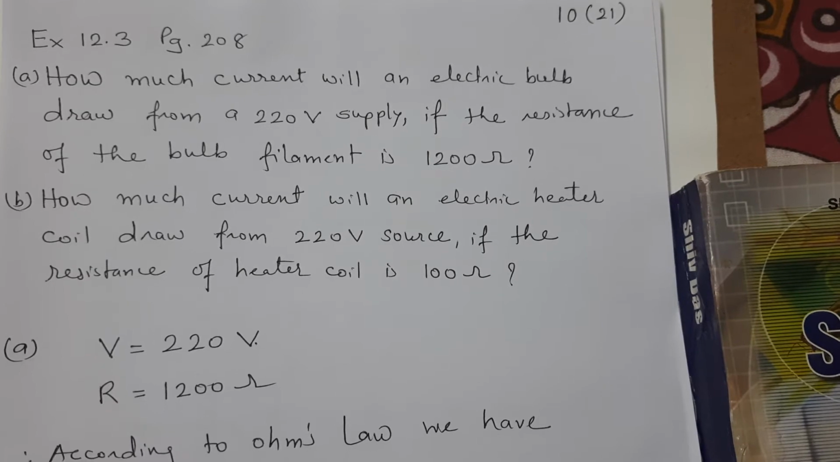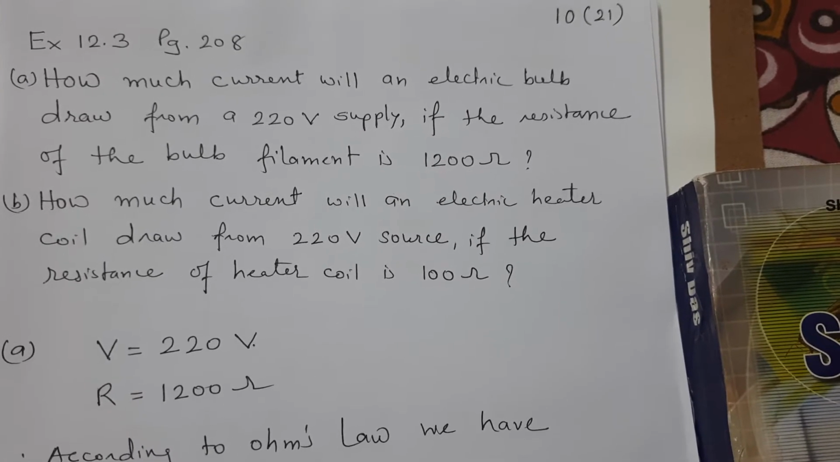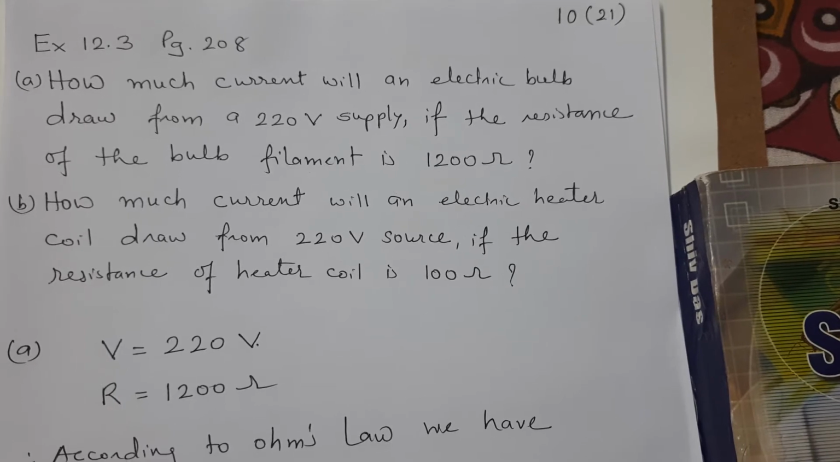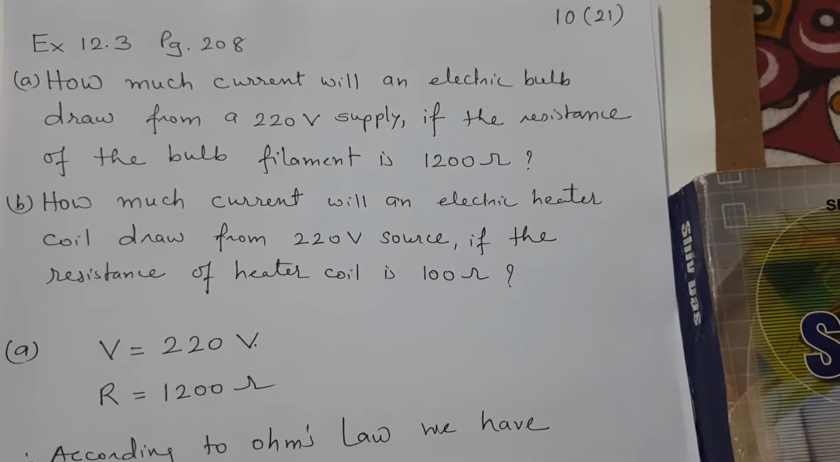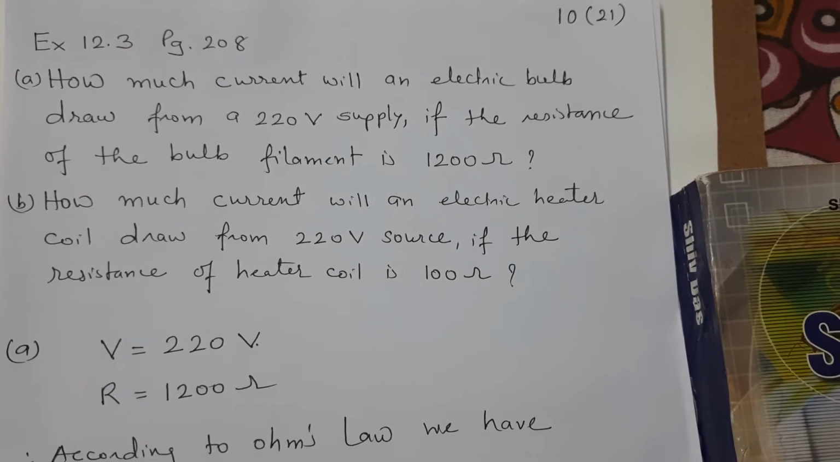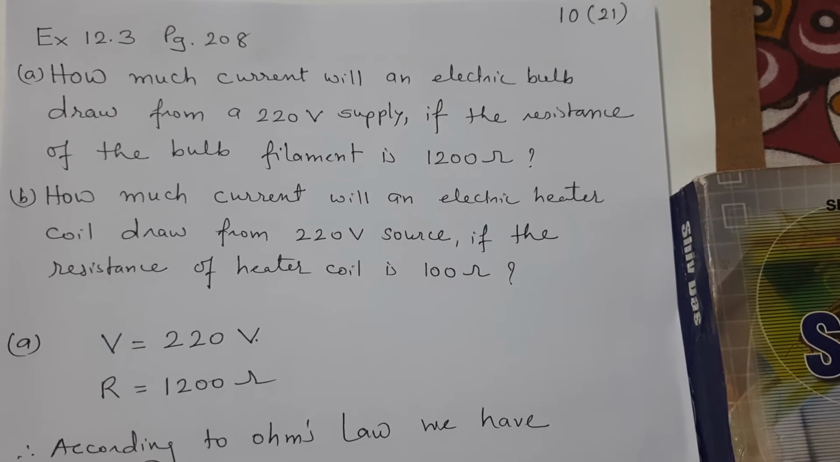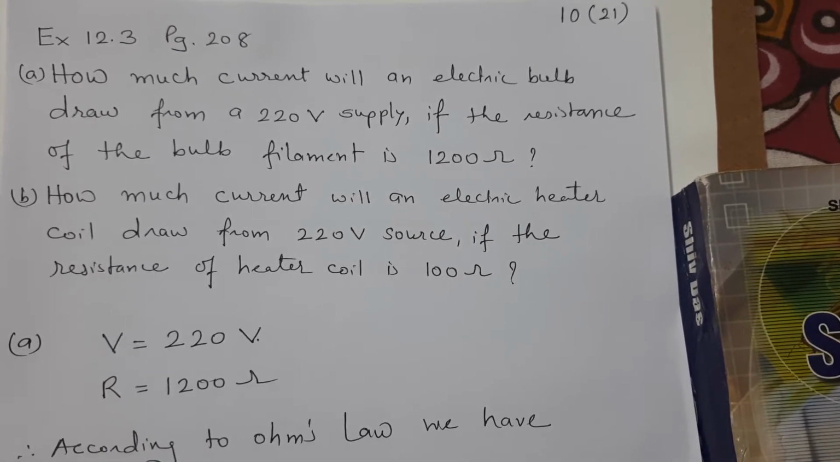How much current will an electric bulb draw from a 220 volt supply if the resistance of the bulb filament is 1200 ohms? How much current will an electric heater coil draw from a 220 volt source if the resistance of the heater coil is 100 ohm? This sum has been given in two parts. Here we are going to utilize Ohm's law. I hope everybody knows what Ohm's law is.